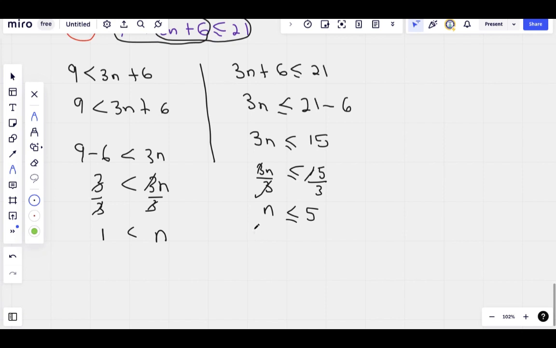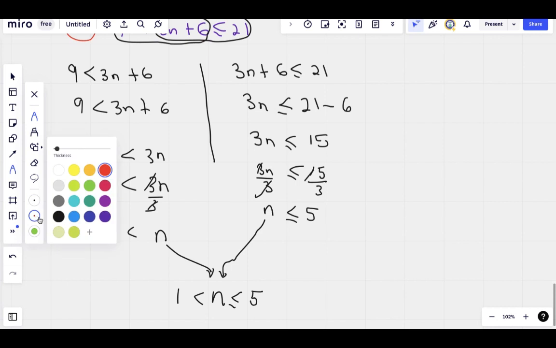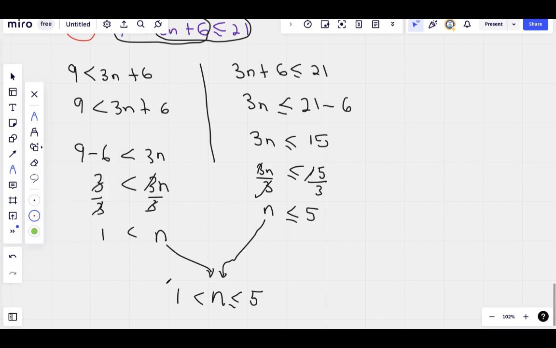Okay, so we can merge them together as n and n is the same as 1n. We merge them together. We have n is less than or equal to 5 on the right, and on the left, n is greater than 1. So this becomes the solution to this inequality.